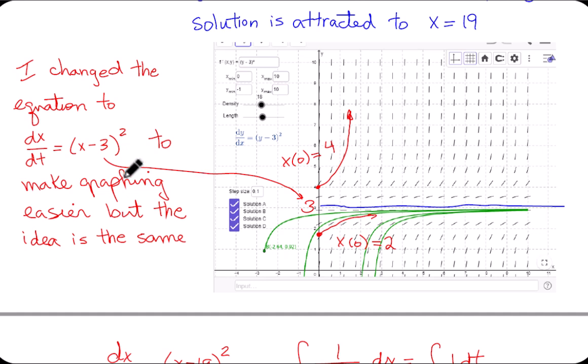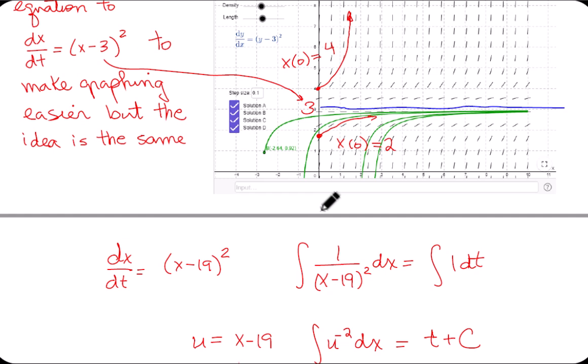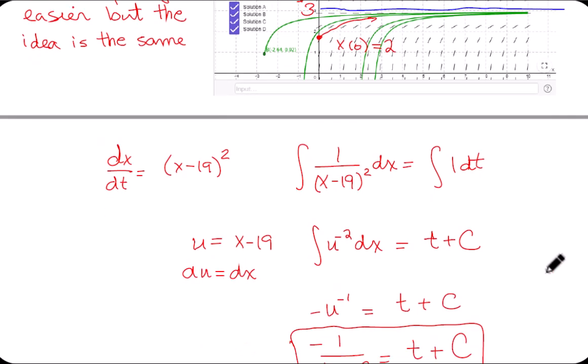To make the graph a little easier, I changed the problem. Instead of being 19, I made it 3. And so here's the 3. All right. And so if I start bigger than the critical point, it's going to grow. And if I start under the critical point of 3, like at 2, then the function will continually increase and approach the critical point.